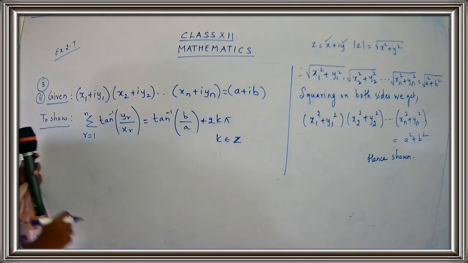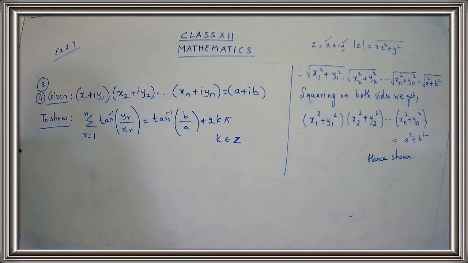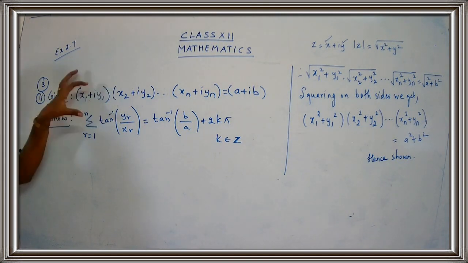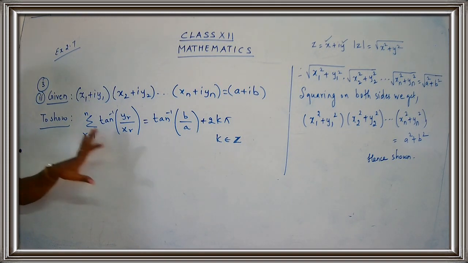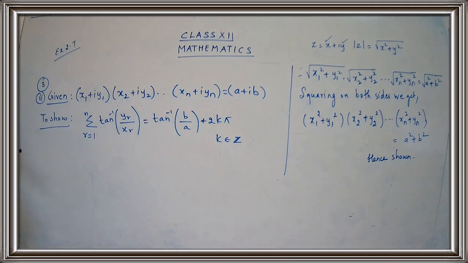So this is the part that you have to show. From this given part, you are going to prove the condition, that is, summation r from 1 to n of tan inverse yr upon xr is equal to tan inverse b upon a plus 2k pi, k belonging to Z. Okay, children? Now let's go for the proof part.